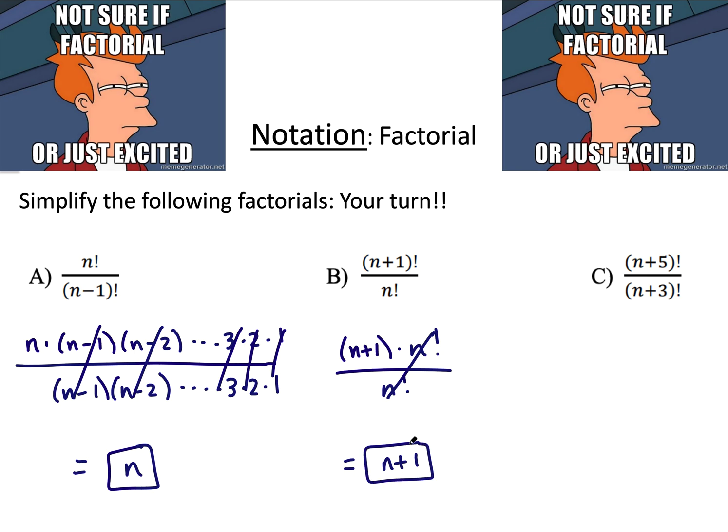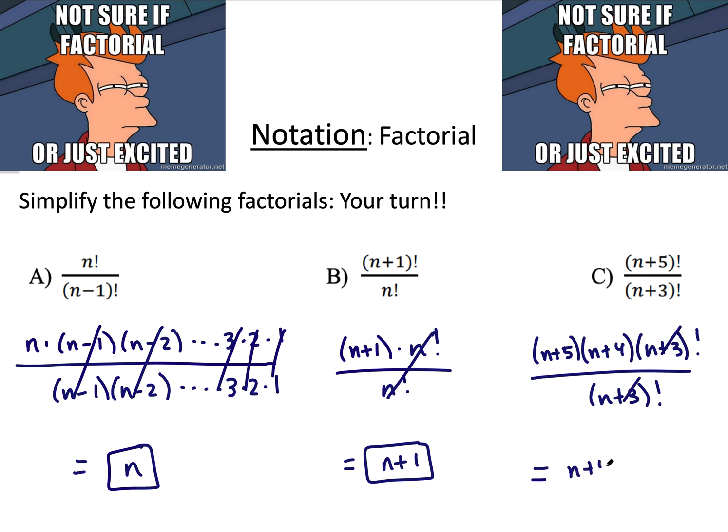If you do letter C, you can say start with n plus 5, but then you multiply it with the one before it, which is n plus 4, and then all the ones before that would be n plus 3 factorial for all the ones that are smaller. So if you divide by n plus 3 factorial, the n plus 3 factorials cancel and leave you with n plus 4 times n plus 5.